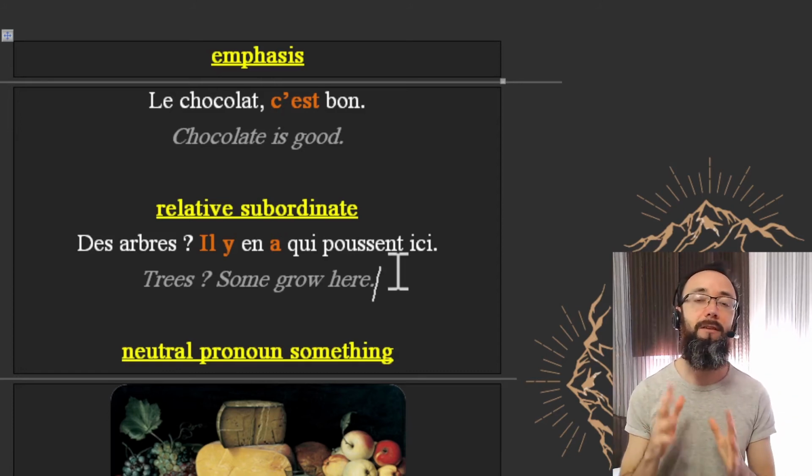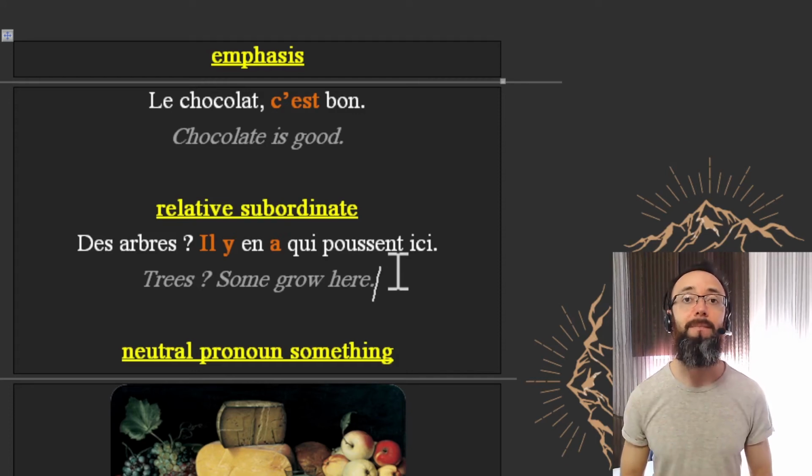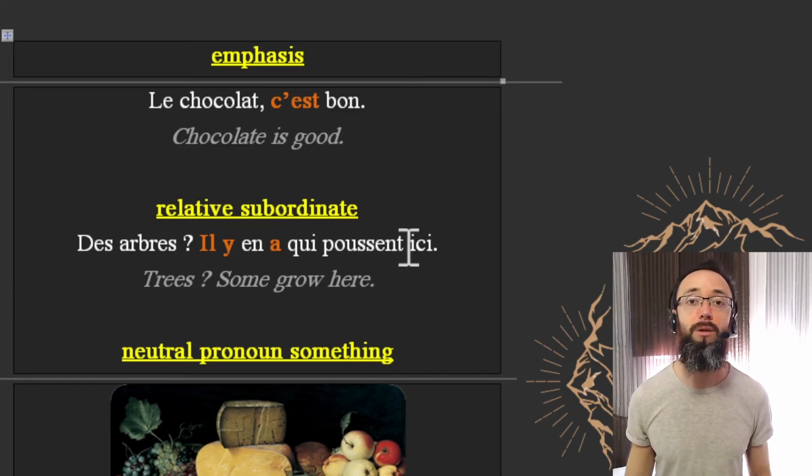In English, it's very, very minimalistic, the way that they reduce the information to the bare minimum. Trees, some grow here. It's almost Russian. That's how minimalistic it is. In French, more words, more activity going on. We need to present something. And this is when we use a presentative.